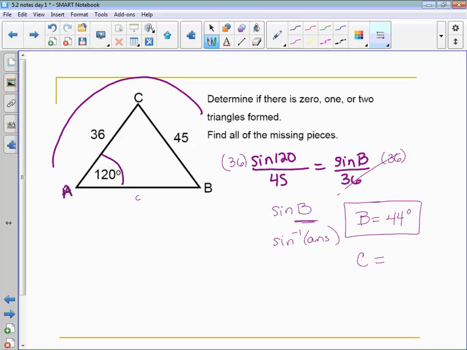All right, now to find C, we know that our triangle should have 180 degrees, right? So I want you to do 180 minus 120 and then minus B. Are you getting 16.14, 16, okay? Rounded, clearly that's just going to be 16 degrees, but I would like you to store that as C. So store alpha C.